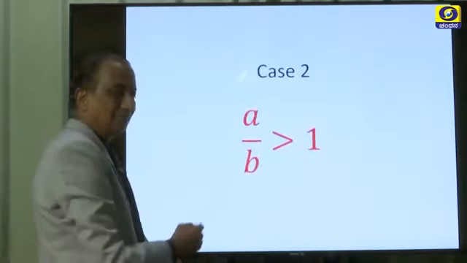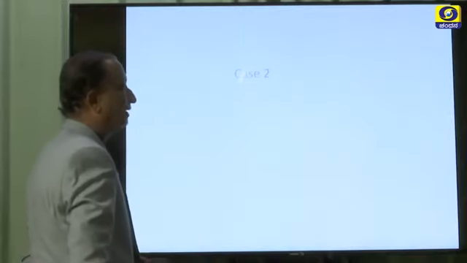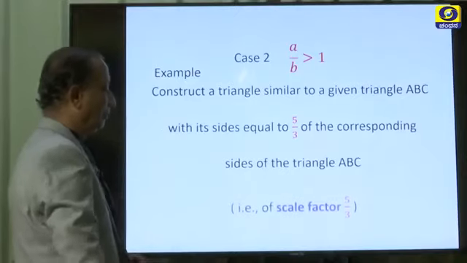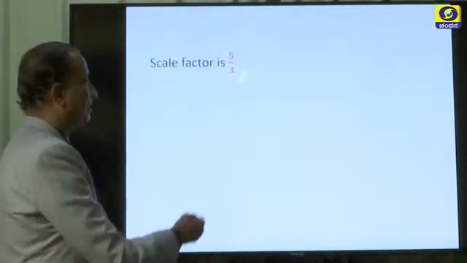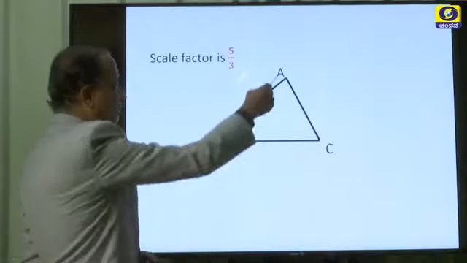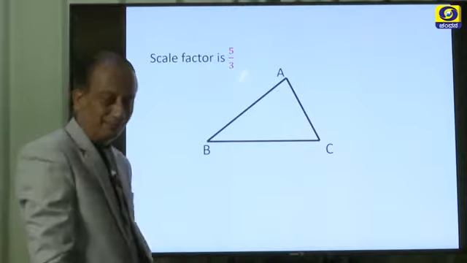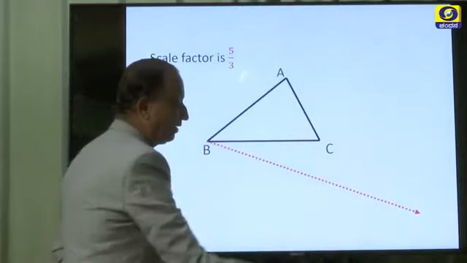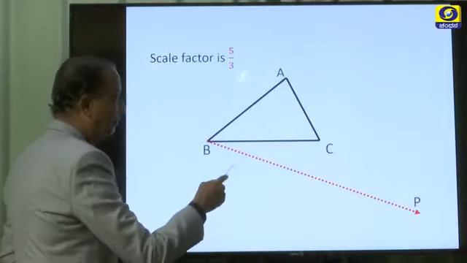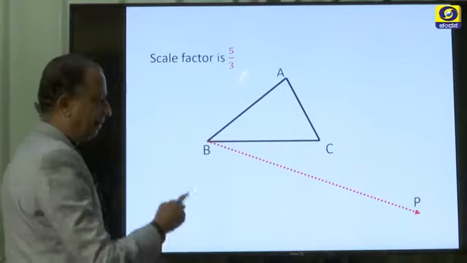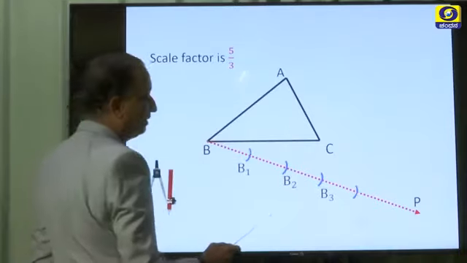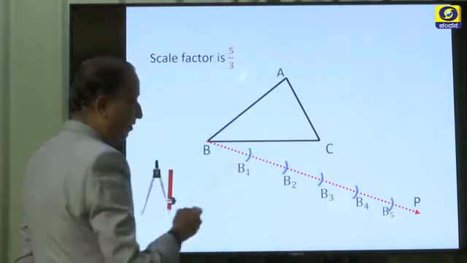So, let us take the second case, scale factor greater than 1. For this, here is an example: scale factor is 5 by 3. In such a way, you have to construct this. As usual, stage 1, construct the triangle ABC as per the given data, then draw a ray BP, making some small acute angle here. The numerator is 5, so divide this into 5 equal parts with the help of the compasses. These are the 5 points on this ray.